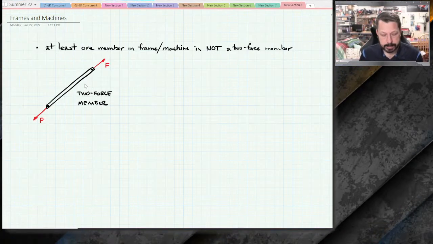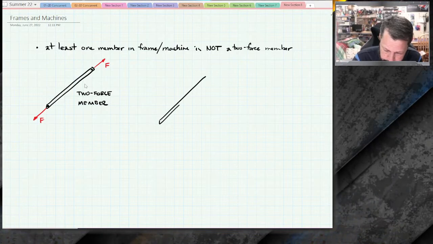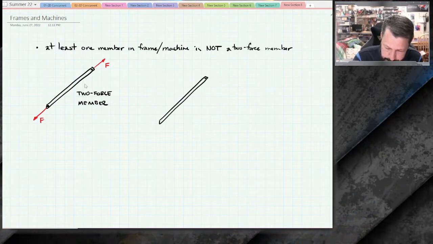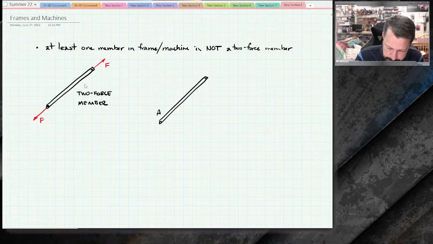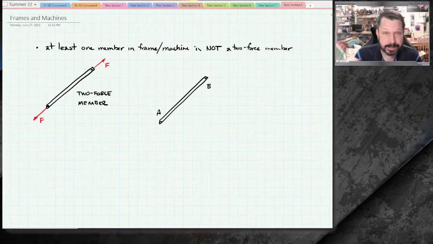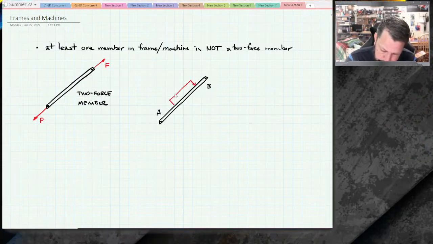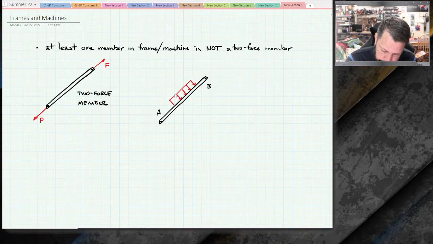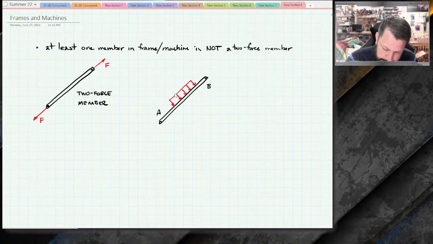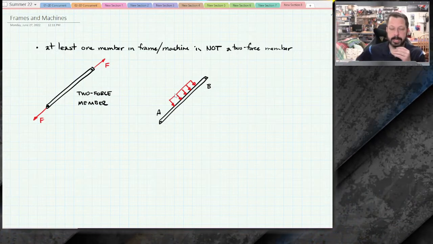But not everything is a two-force member. So it could be that you have to treat things this way. Now we need some letters. Well, this will be A and this will be B. And let's say this is not a two-force member. It's got a distributed load on the side of this piece for some reason. So definitely not a two-force member because there's a load directly on the side of it.